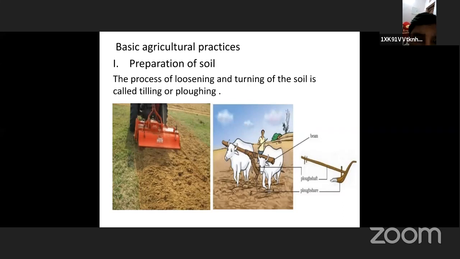What is the meaning of plowing, ma'am? Plowing, see, he is just making the soil loose. Tilling means just making the soil loose. Could you see these pictures? Hello? Could you see the pictures? See how they are loosening the soil. That is called plowing and tilling.